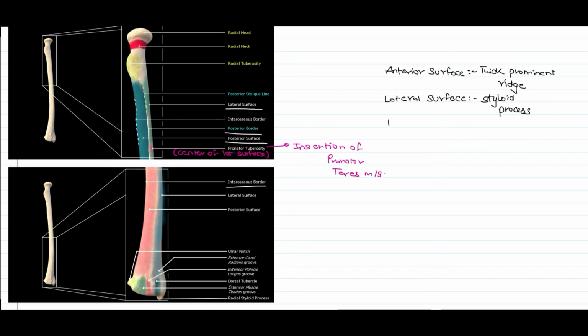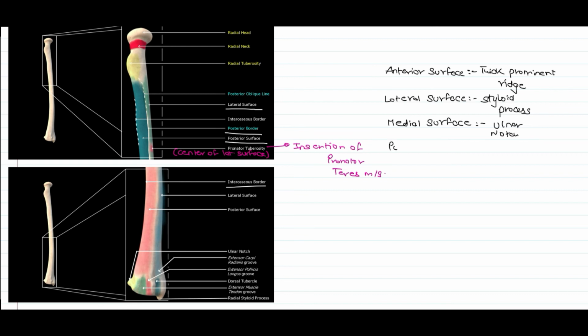So on the medial surface of the radius, we have the presence of the ulnar notch. Similar to the radial notch of the ulna, we have the ulnar notch of the radius. Here the distal radioulnar joint will form and the ulnar bone will articulate in the ulnar notch.